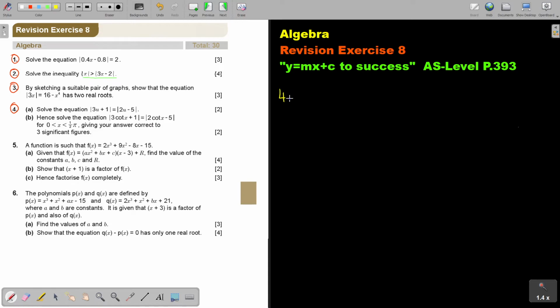Okay, let's start with number 4. So let's first read number 4. What is number 4 saying? Solve the equation. Now, this is not the inequality, it's just an equation. So how can I do this one?